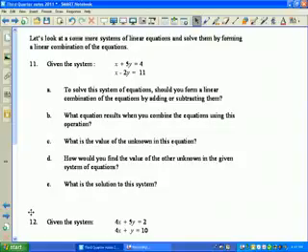Okay, so the 3 papers that we have, the first one starts with, let's look at some more systems of linear equations and solve them by forming a linear combination of the equations. So for number 11, I know we're starting at 11. We have x plus 5y equals 4 and x minus 2y equals 11. To solve this system of equations, you should form a linear combination of the equations by adding or subtracting them. So you're probably like, what?